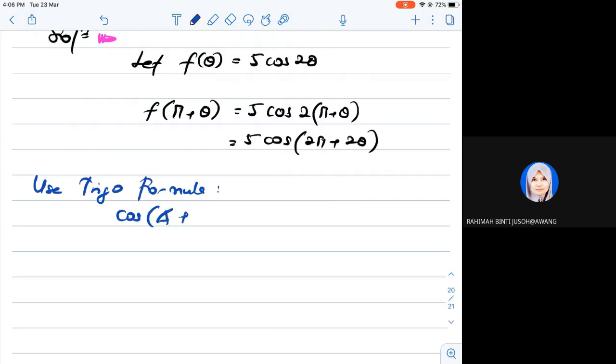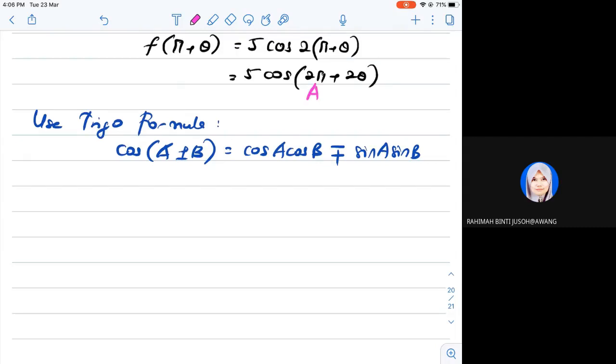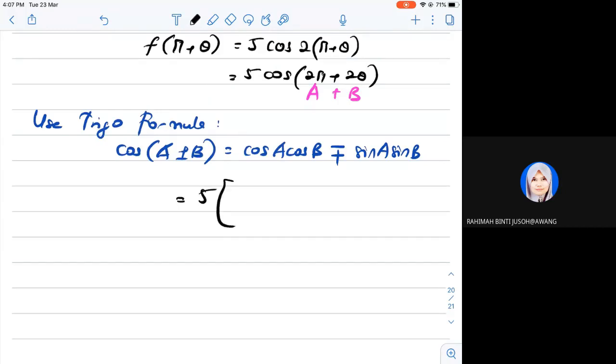Cos A plus minus B samalah dengan cos A cos B plus minus, yang ni dia terbalik pula kalau kes cos, sin A sin B. Macam tu. Okay, so in this case, this is your A plus B. So kita akan dapat sama dengan 5, open bracket, cos A cos B, so cos 2 pi cos 2 theta. Tambah ke tolak ni guys? Tolak. Very good. Ni tambah, so jadi tolak. So minus sin 2 pi sin 2 theta.